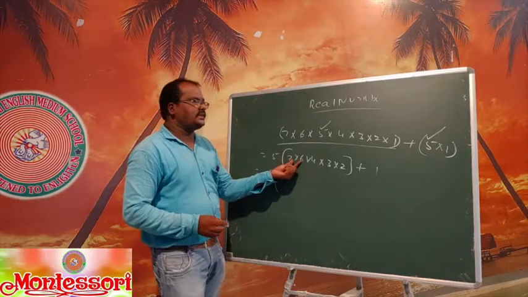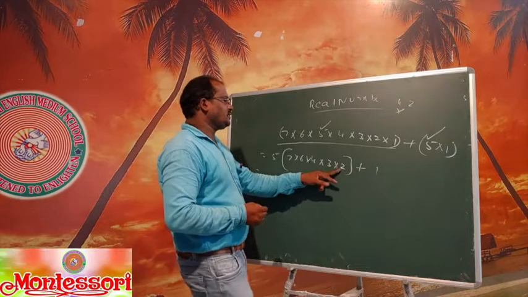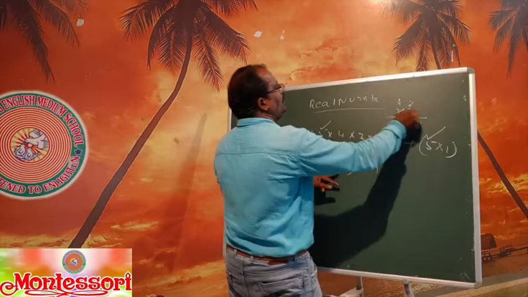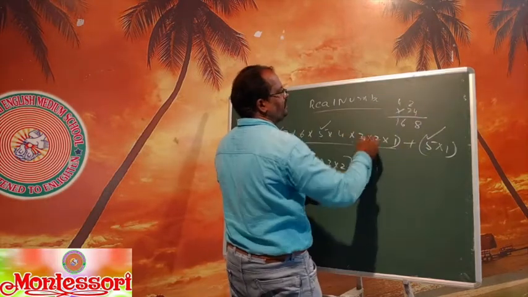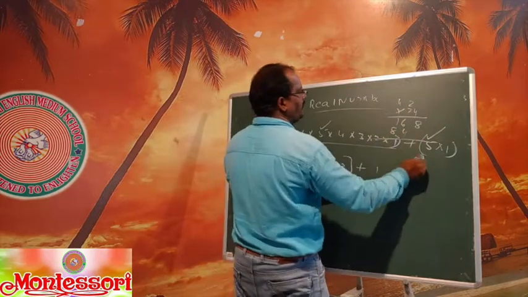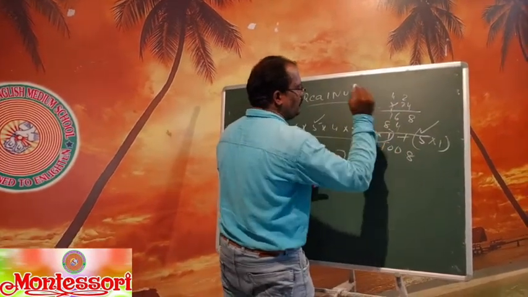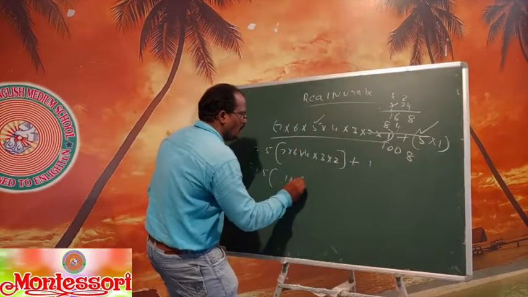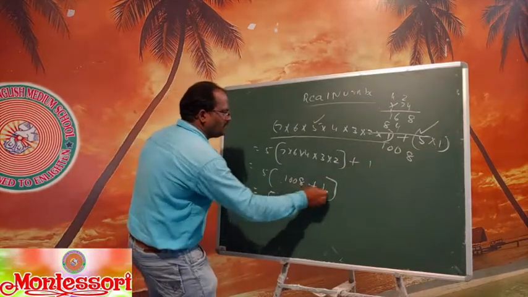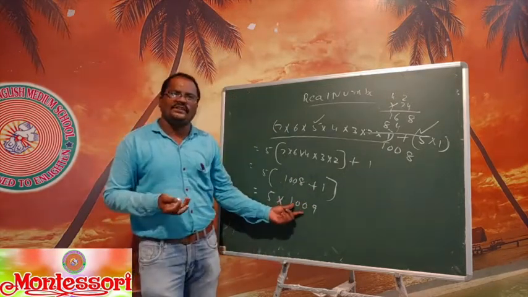7 6s are 42. 4 3s are 12. 12 2s, how much? 24. You have to multiply. 4 2s are 8, 4 4s are 16, and multiplying with 2: 2 2s are 4 and 4 2s are 8. How much will you get here? 1008, plus 1. So 5 into how much? 1009. Whatever the factors of 1009 are, I don't know.